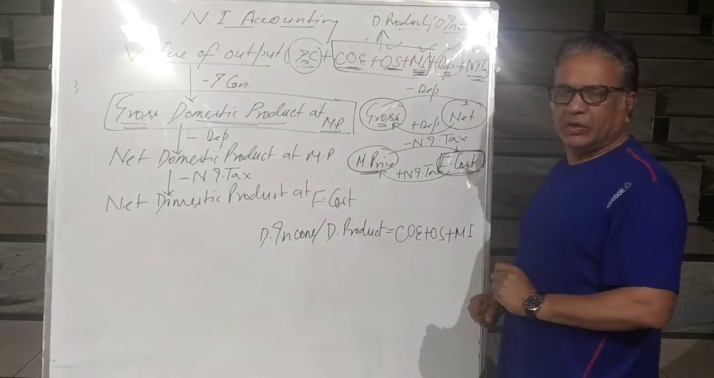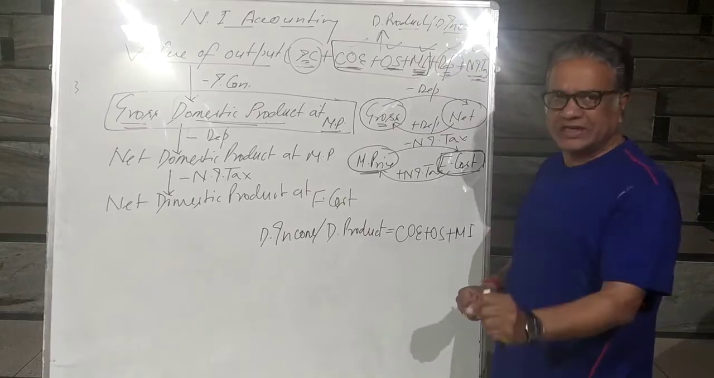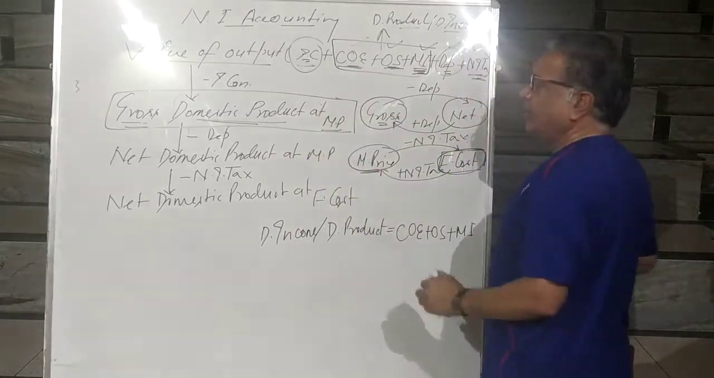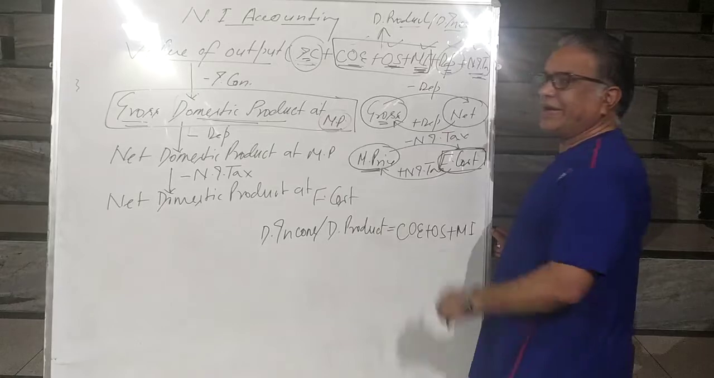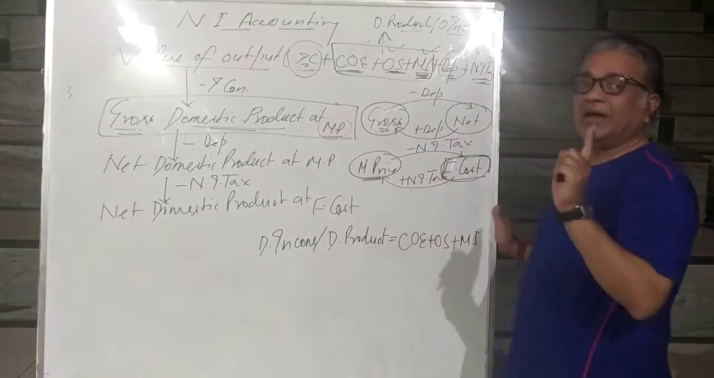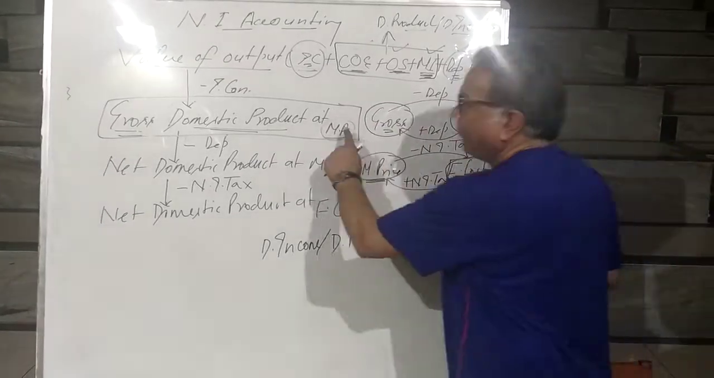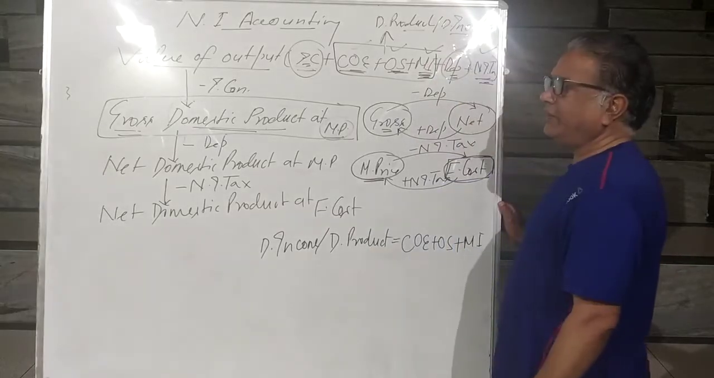Domestic product. Okay? Then COE plus OS plus MI means domestic product. Why am I calling it at market price? Because net indirect taxes are included. So if you have to define it, how will you define it?